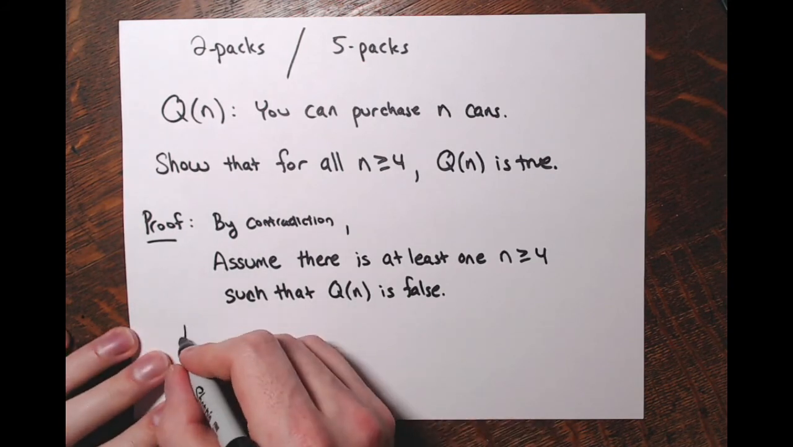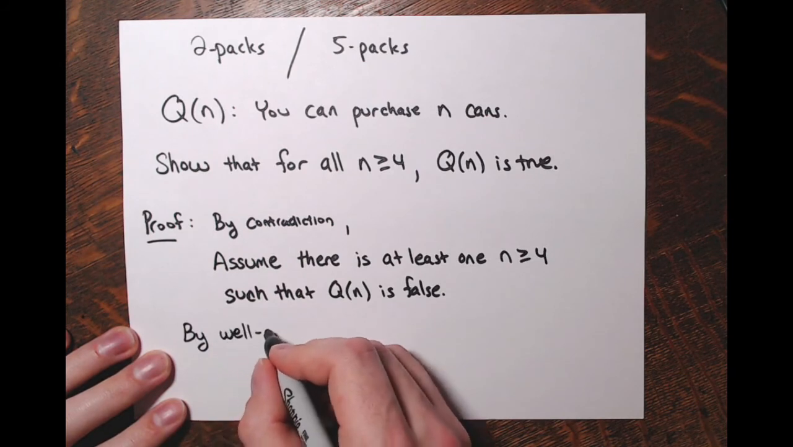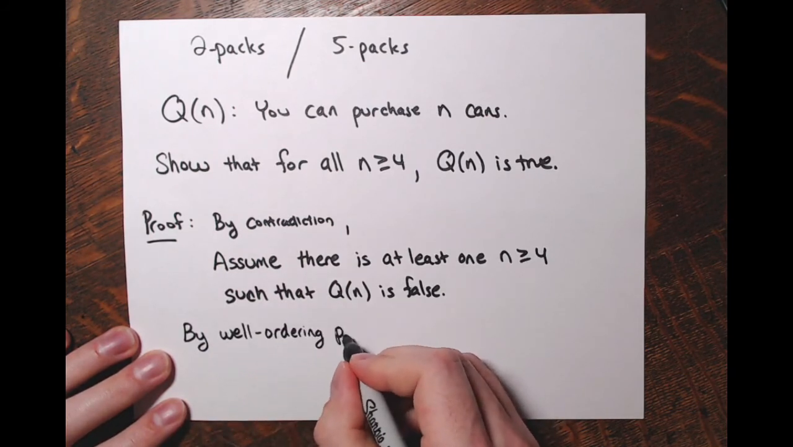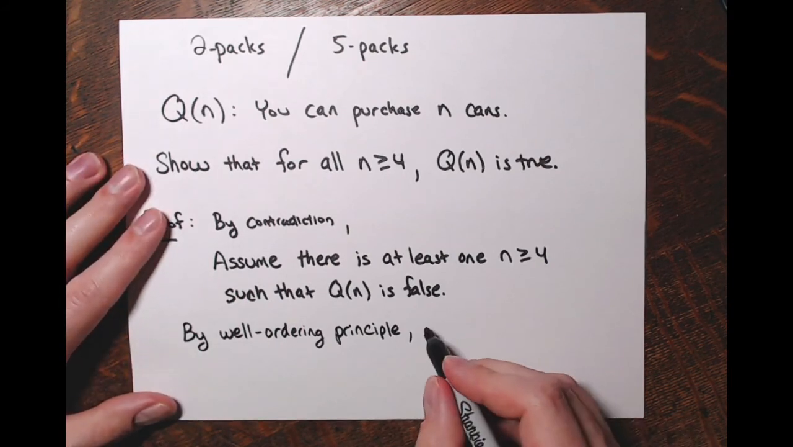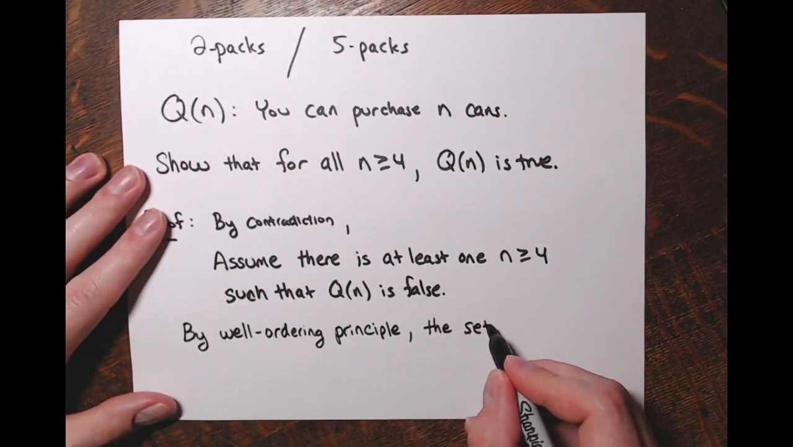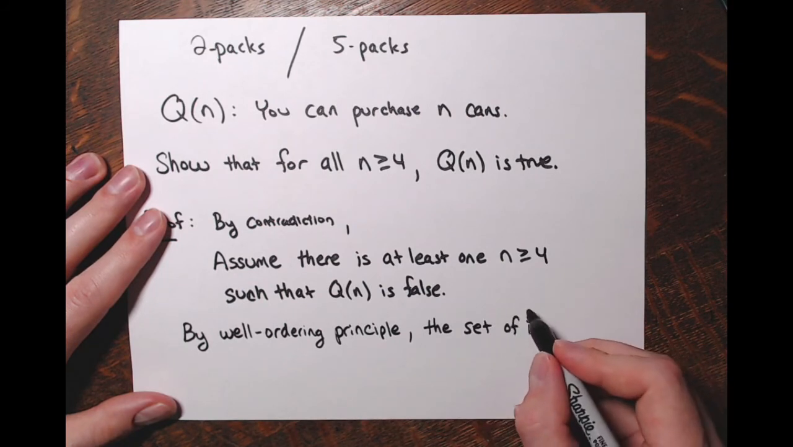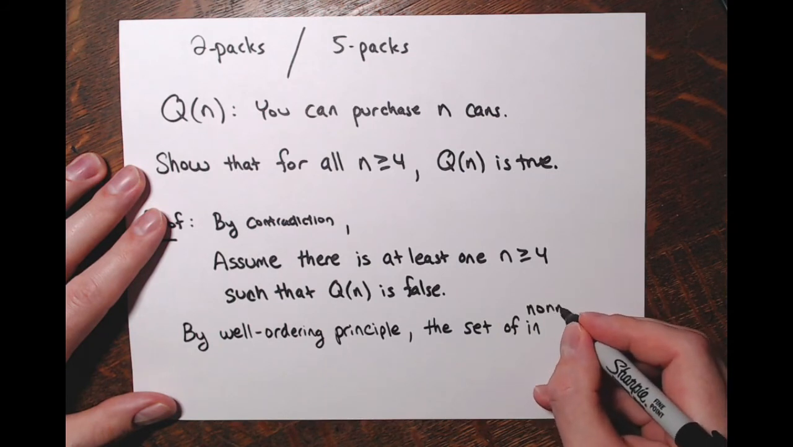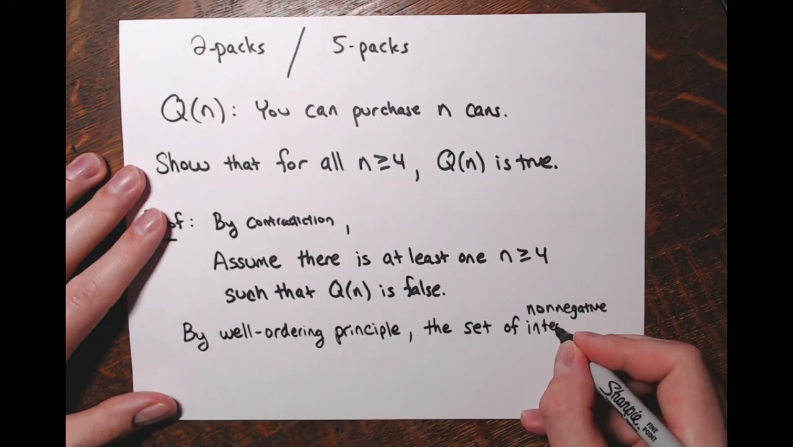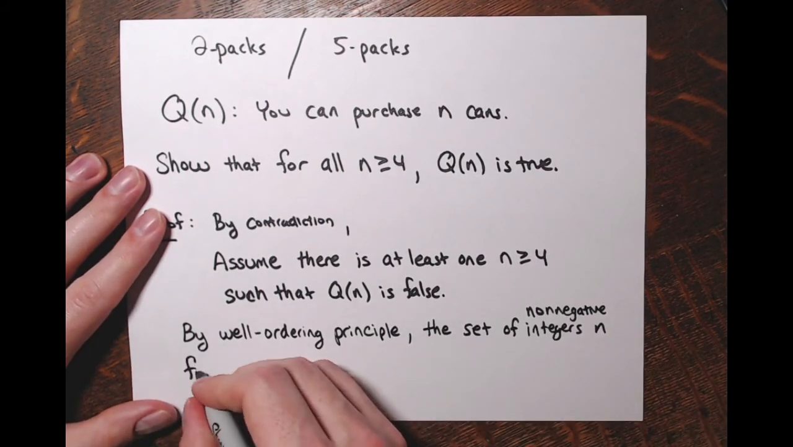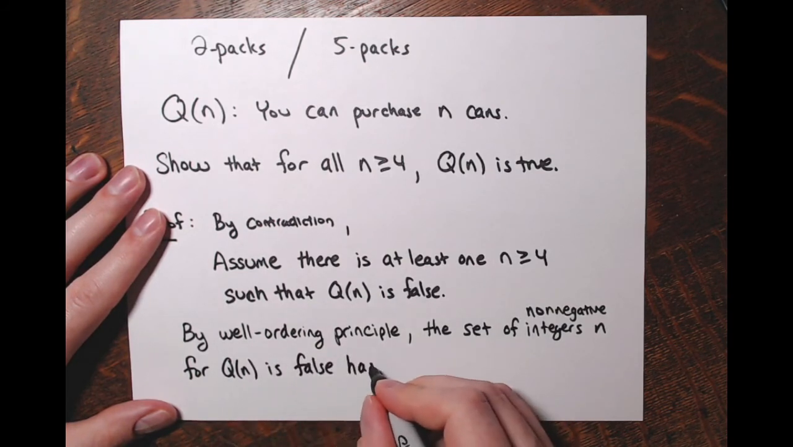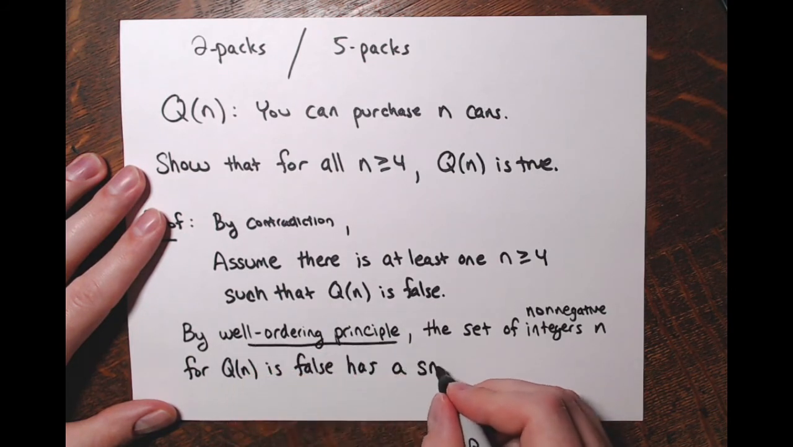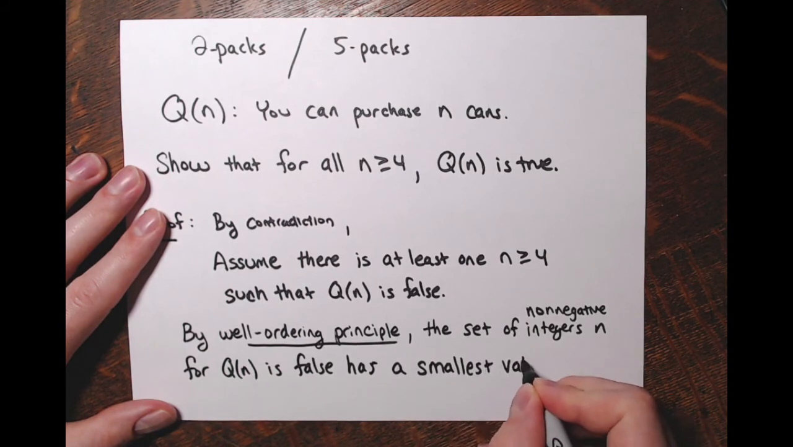So what this means, by the well ordering principle, because we're talking about non-negative integers, greater than or equal to 4, is that the set of non-negative integers n for which Q of n is false has a smallest value. Let's say m.